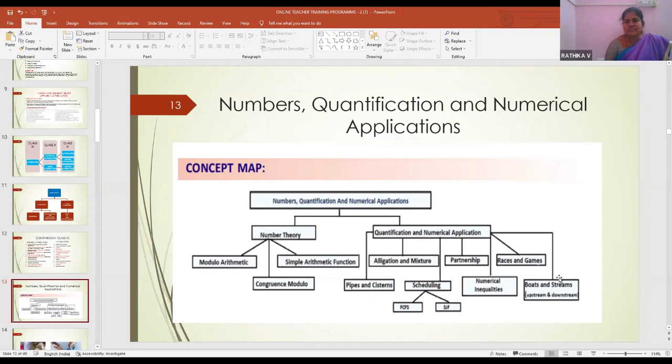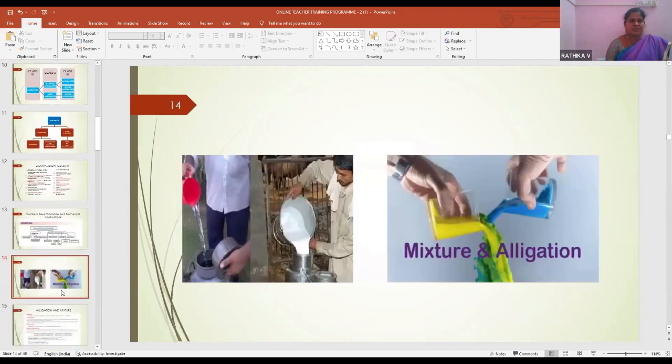And the next, boats and streams, in class 10 also we have the same concept only. So additionally, we have a few concepts, that is allegation and mixture, partnership, races and games. So these three are additional, and scheduling. So scheduling is this time a deleted concept. So these three we have as it is: allegation and mixture, partnership, races and games. In class 11, the same topic, we have calendar. So I just took one topic from calendar, how we are calculating, another one here, allegation and mixture.